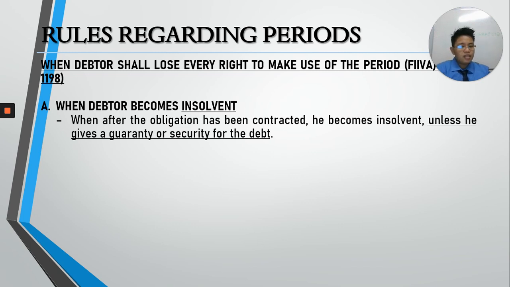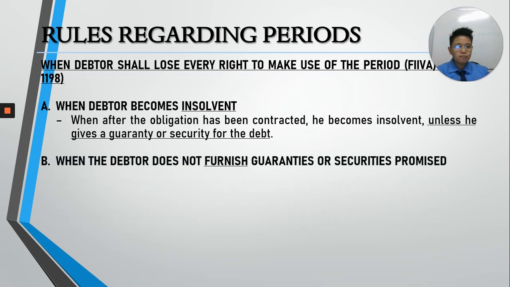Anyway, unless he gives a guarantee or security for the debt. Ito yung tinatawag natin na collateral for the debt. I'm sure narinig nyo na yung term na prenda, ganyan. So, magbibigay ka ng security or guarantee for the debt. So, kumuha ka ng guarantor, kumuha ka ng surety, or kumuha ka ng bagay na isasangla just to secure your obligation. So, anyway, pagka insolvent na siya, wala na siyang right to make use of the period unless mag-fix siya ng security.